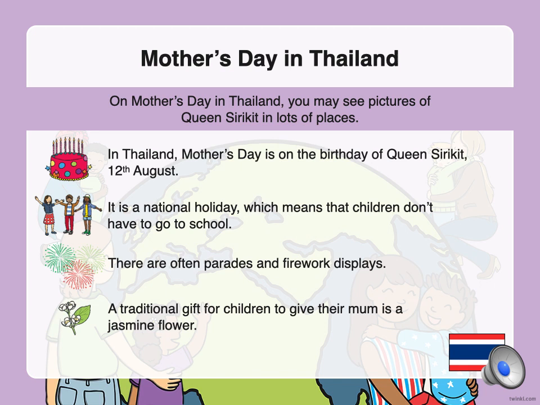And it is said that the jasmine flower represents the unconditional love that a mother gives to her children. And unconditional love is just love that will not go away. So, in other words, no matter what you say or no matter what you do, your mother will still love you. And so, giving your mom this flower is a symbol of that unconditional love.